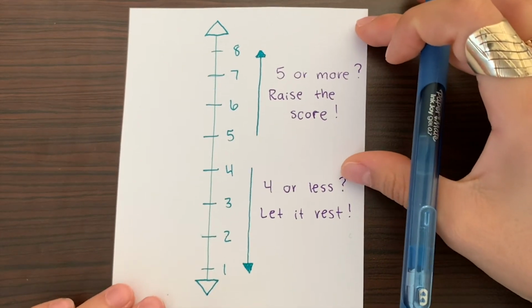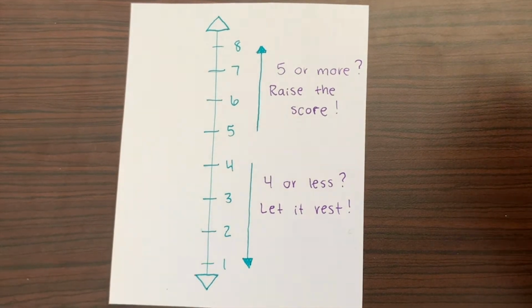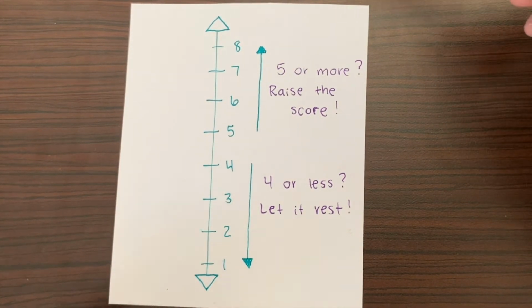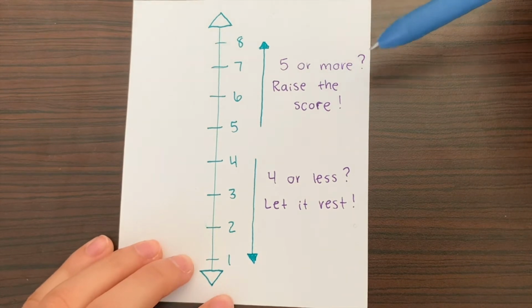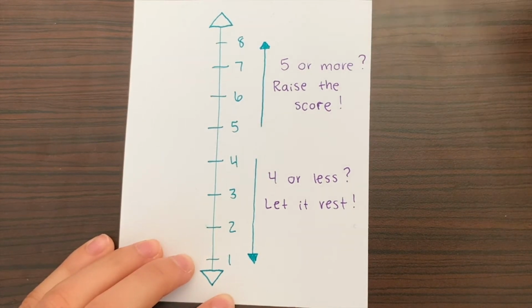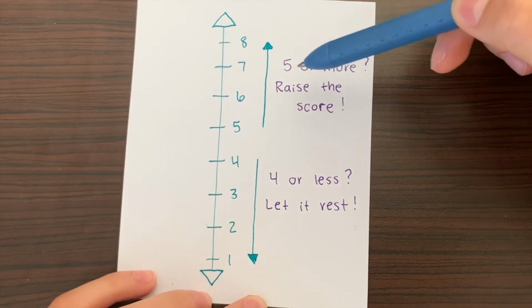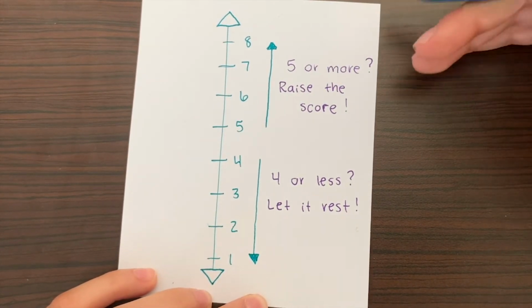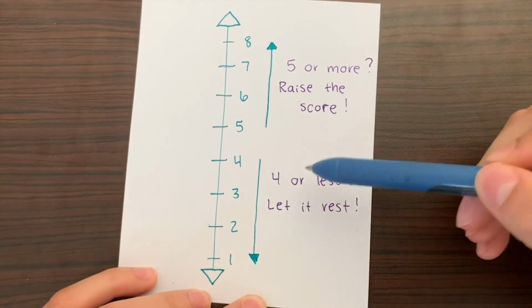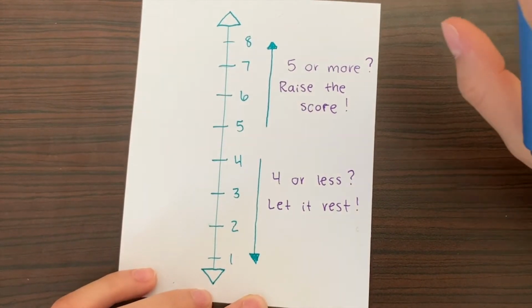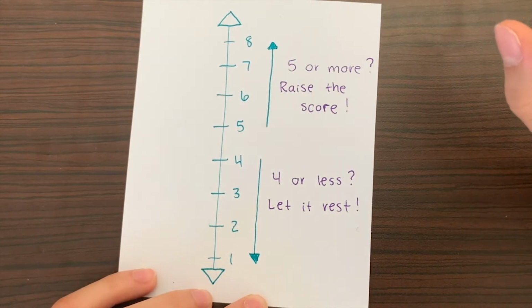When rounding, there's always one rule that you really want to keep in your little head and never forget, because when trying to round, this is what's really going to help you remember it. The saying is 5 or more, raise the score. 4 or less, let it rest. This basically means that if your number is 5 or bigger, you're going to round up. And if your number is 4 or less, you're going to let it rest, which means that you are going to leave it alone. You are not going to do anything to it.